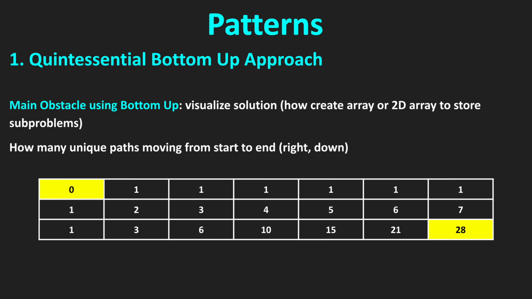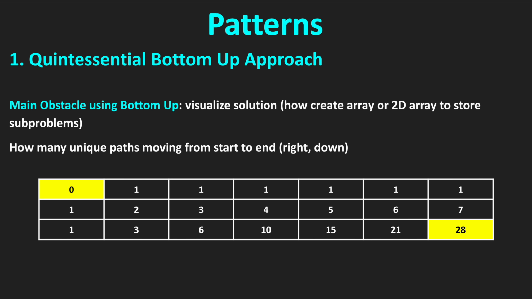But we are storing our temporary results, our subproblems, either in an array or in a two-dimensional array, and it's not clear how exactly we are going to store them. It's sometimes hard to visualize what the array or two-dimensional array would look like. But in the case of the quintessential bottom-up approach, that array or two-dimensional array is already given as a part of the requirement.